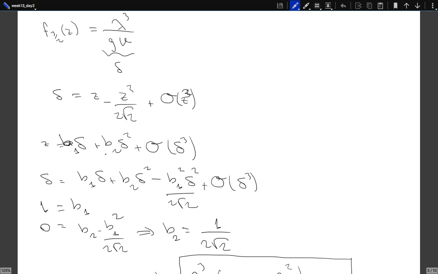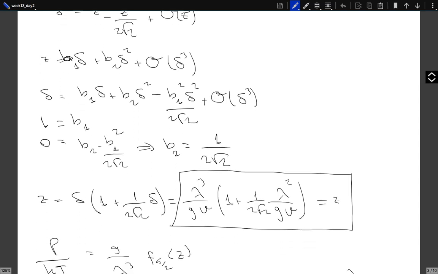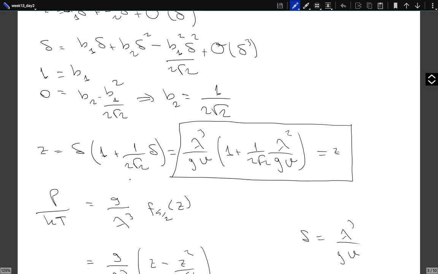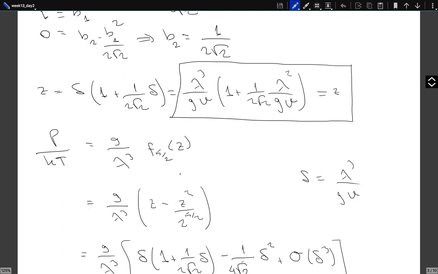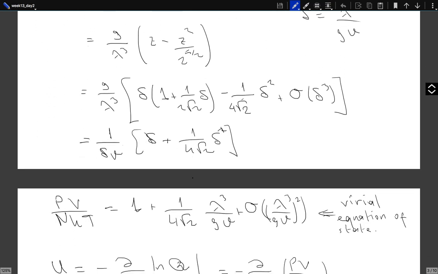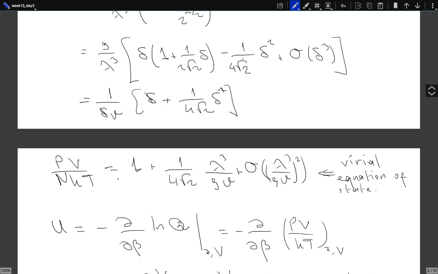What is b1, what is b2? Well, the easiest way to solve such an equation is just order by order. You just substitute such an expansion of z in terms of δ into the above equation, and you equate them, solving it order by order. So at the end of the day, this is what we obtain for z. And then the next thing, once we have an expansion of z, we can put it into the expression for the pressure P, and we get the equation of state, the so-called virial equation of state.